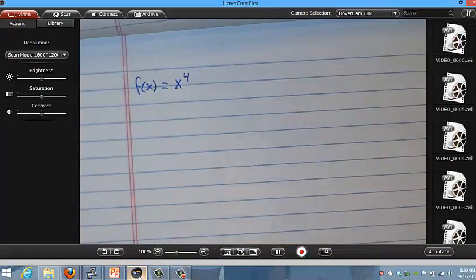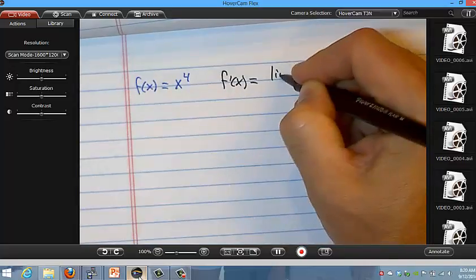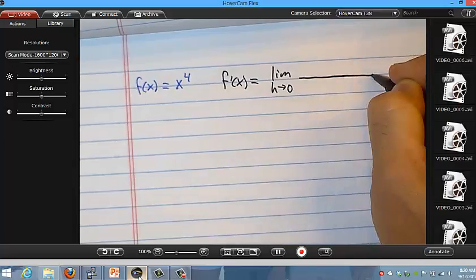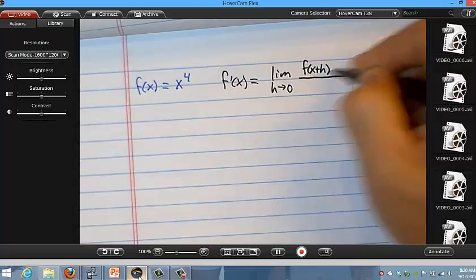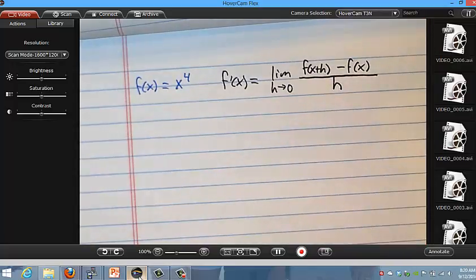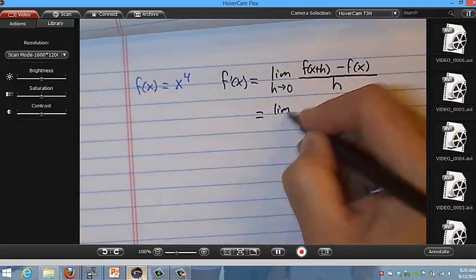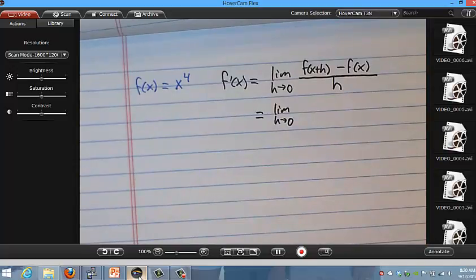So I'm going to write down the formula again. F prime of x is equal to the limit as h approaches 0 of what's called the difference quotient: f of x plus h minus f of x all over h. That's what I have to compute. The last part of computing this usually is the limit. So I'll just write limit as h goes to 0 down again so I don't forget it.